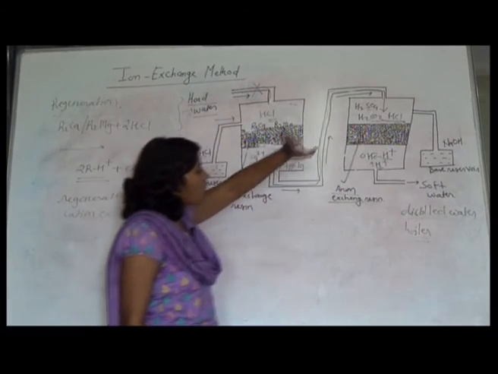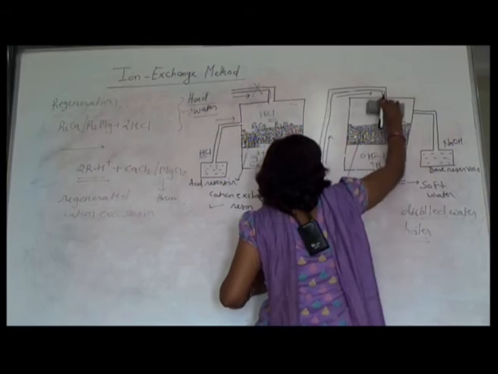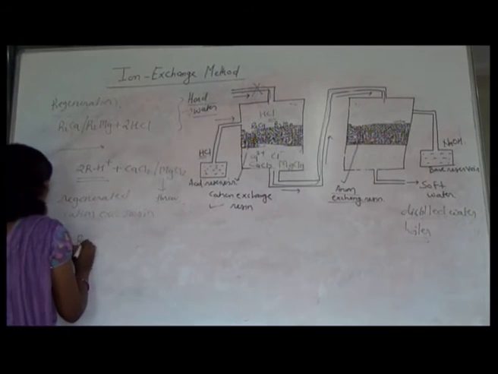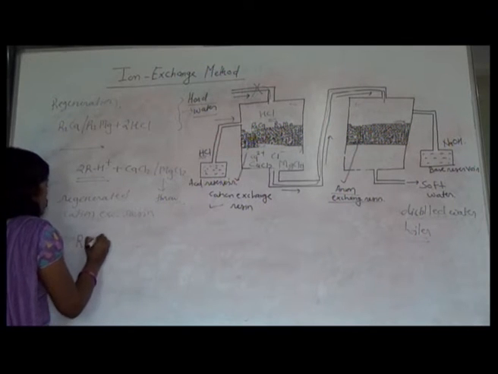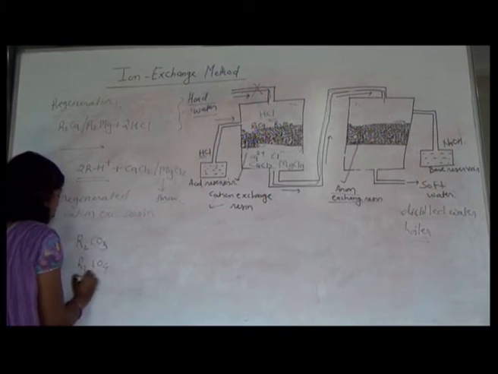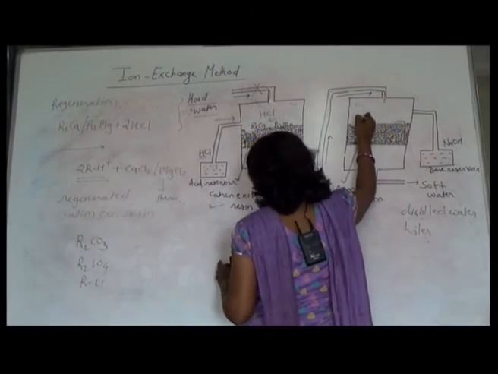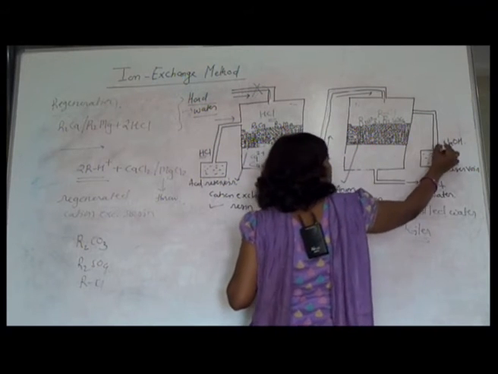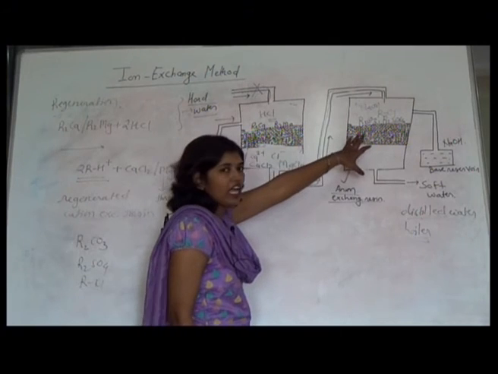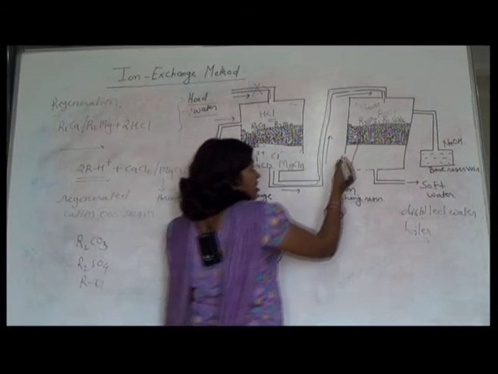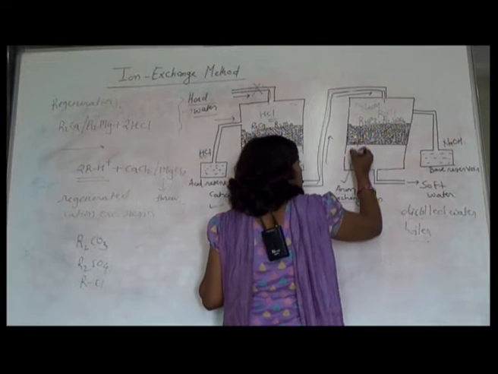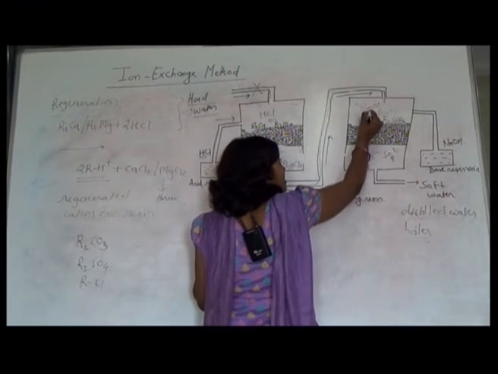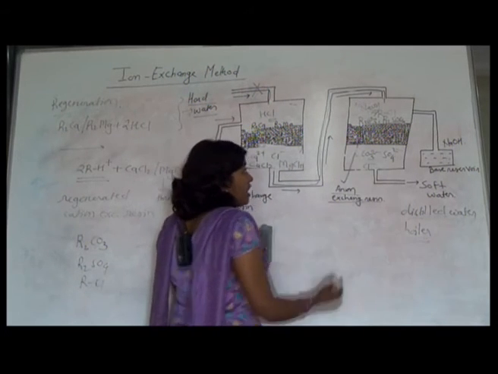Now the second, the exhausted anion exchange resin. It is represented as R2CO3 or R2SO4 or RCl, and we pass NaOH solution. The resin again has the ability to exchange. It gives its CO3 2 negative ion to the water, so the water contains CO3 2 negative ion or SO4 2 negative ion, and at the same time the resin takes OH negative ion onto itself. And what about that Na?